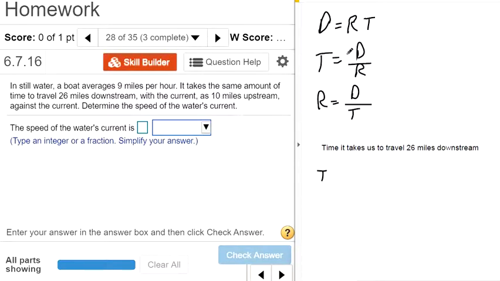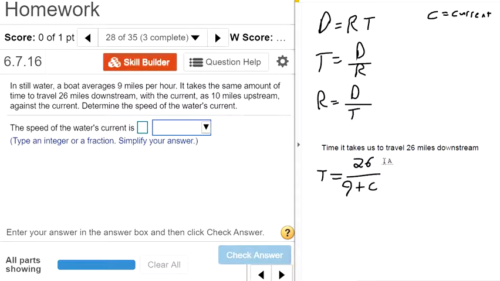Basically, we're using this one here. The time equals the distance divided by the rate. So the time it takes us to travel 26 miles downstream, we don't know, but we know we can plug in 26 for the distance. And then the rate is going to be 9. And since we're going 26 miles downstream, I'm going to add a variable c. That's the speed of the current, okay? Because if you're going downstream, you're going your normal 9 miles an hour in still water, plus a certain miles per hour to help us with the current.